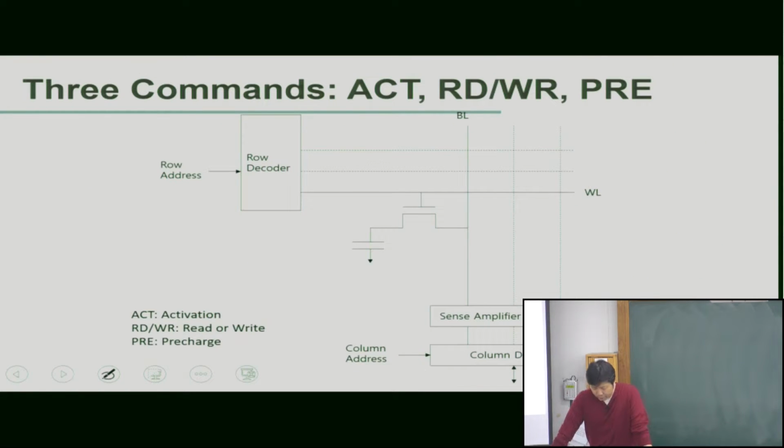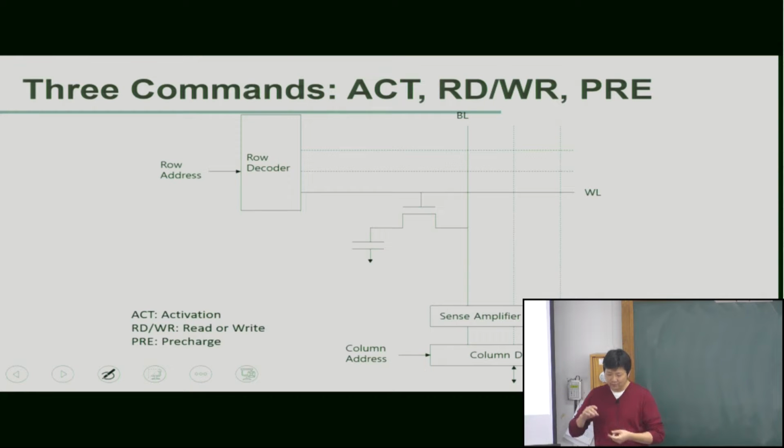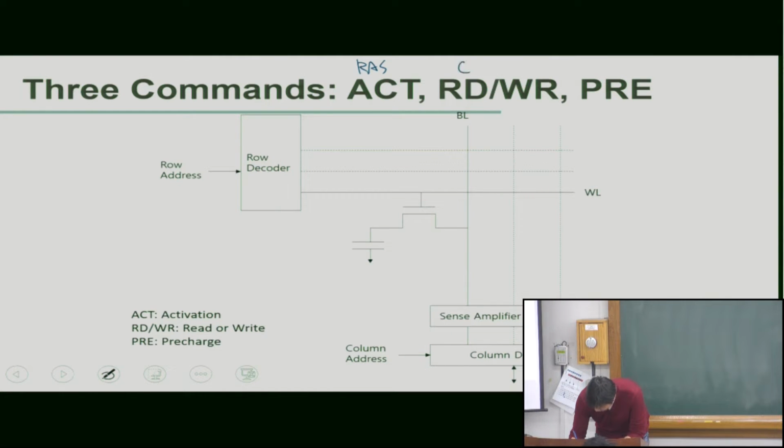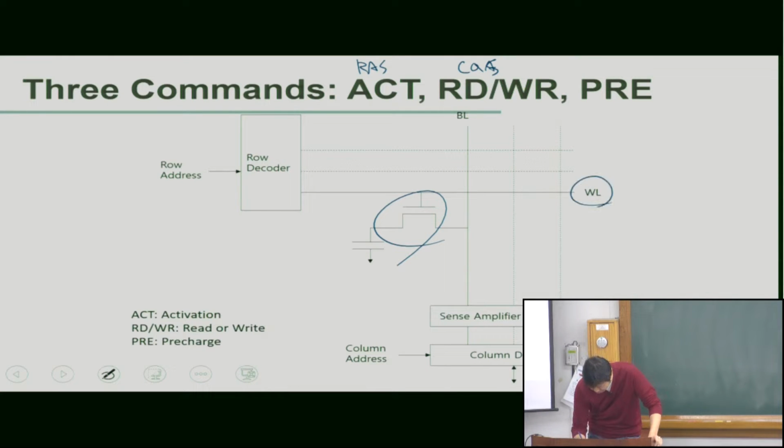As I said, there are 3 commands. Actually there are more than 3, but the 3 most important commands are activate, read/write, and precharge. This one is the row command, called RAS. This is the column command, called CAS, column address strobe. Finally, the precharge I'm going to explain later. If you want to access a specific cell, you activate a specific row, and all of the cells in the row share the same word line. This is the word line.